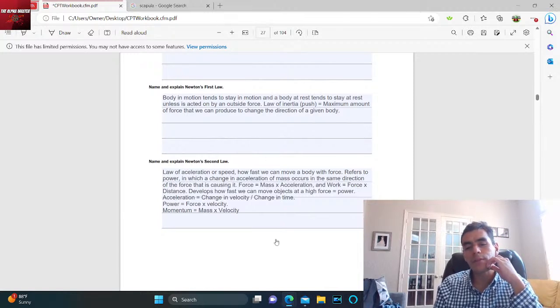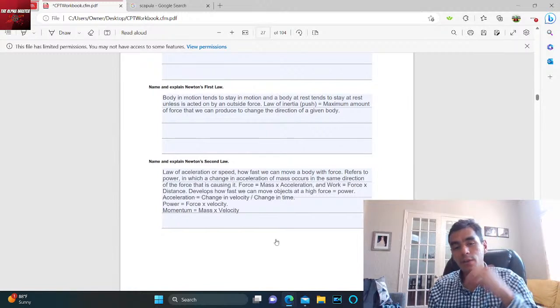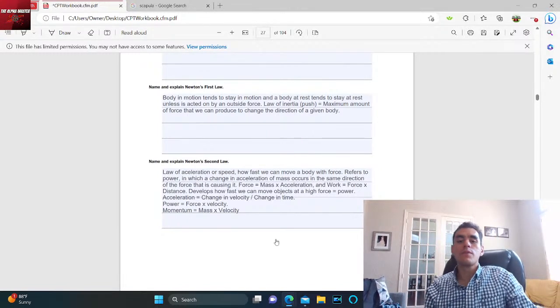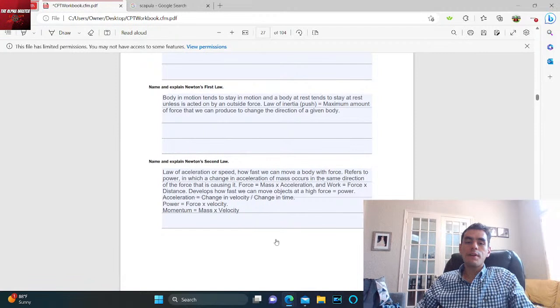Force is going to be mass times acceleration, and work is going to be force times distance. It develops how fast we can move objects at a higher force, at a high force with power. Acceleration is going to be change in velocity divided by change in time. The power is going to be force times velocity, and the momentum is going to be mass times velocity.